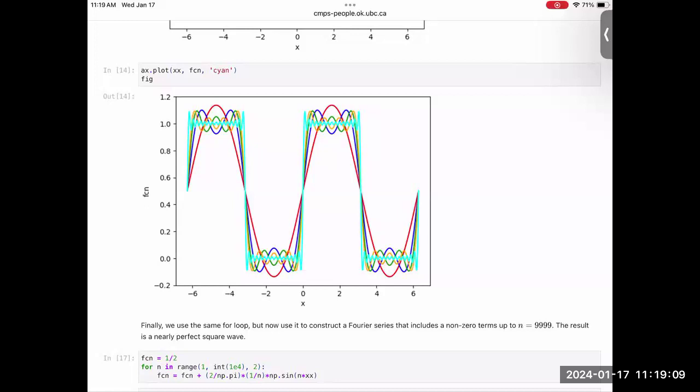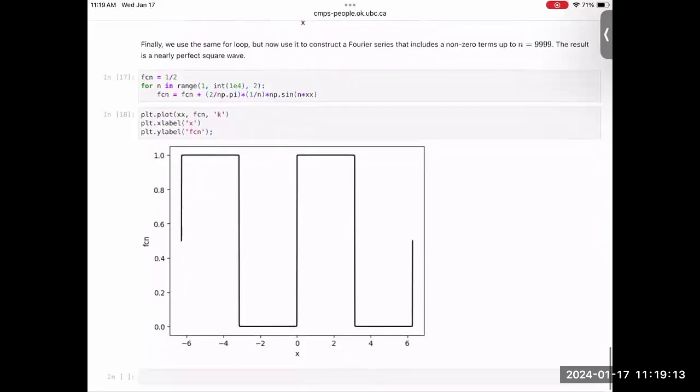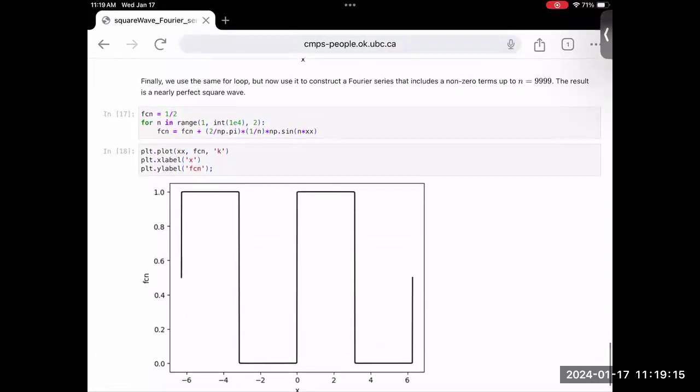Okay, and so that's the result when you add up all of these sine waves, keeping terms up to 9,999 for Bn. So this is 1/2 plus all the odd parts of sine x, sine 3x, 5x, up to sine 9999x. And so there's your perfect square wave.